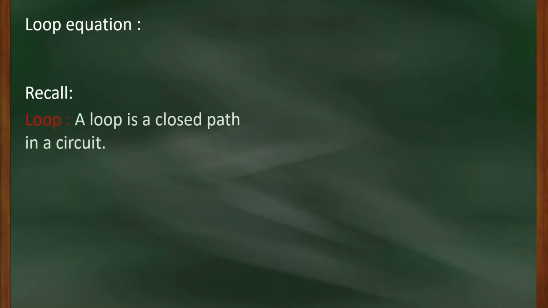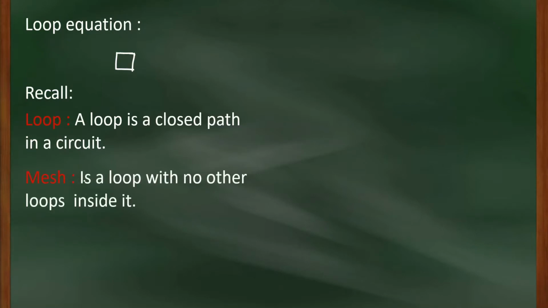Loop equation. Recall: a loop is a closed path in a circuit. For example, this path is a closed path. A mesh is a loop path with no other loops inside it.